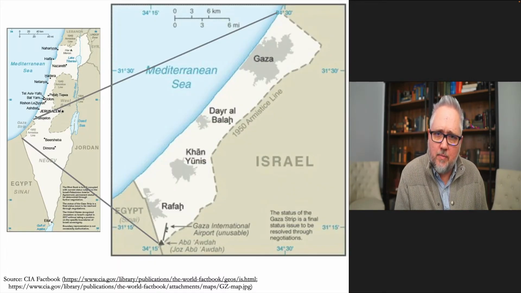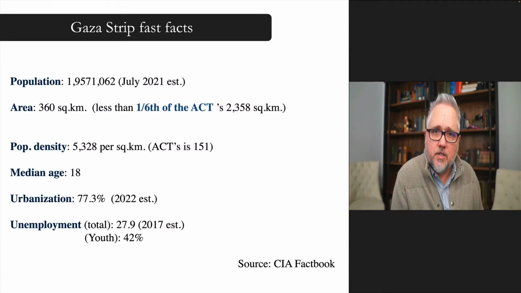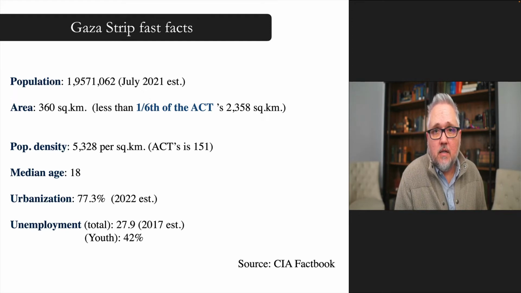This is a map of the Gaza Strip, and that coastline there is only 40 kilometers long. You have a population of about 2 million people living in an incredibly small, dense, and urban area. A couple of facts about the Gaza Strip that I think are relevant to understand the situation: almost 2 million people in an area that's less than 1/6 of the ACT. The ACT has about 500,000 people in the entire area, and as I said before, it's the most densely populated state or territory in Australia, but it's still dramatically less densely populated than the Gaza Strip. The population density is over 5,000 people per square kilometer, while in the ACT it's 151.